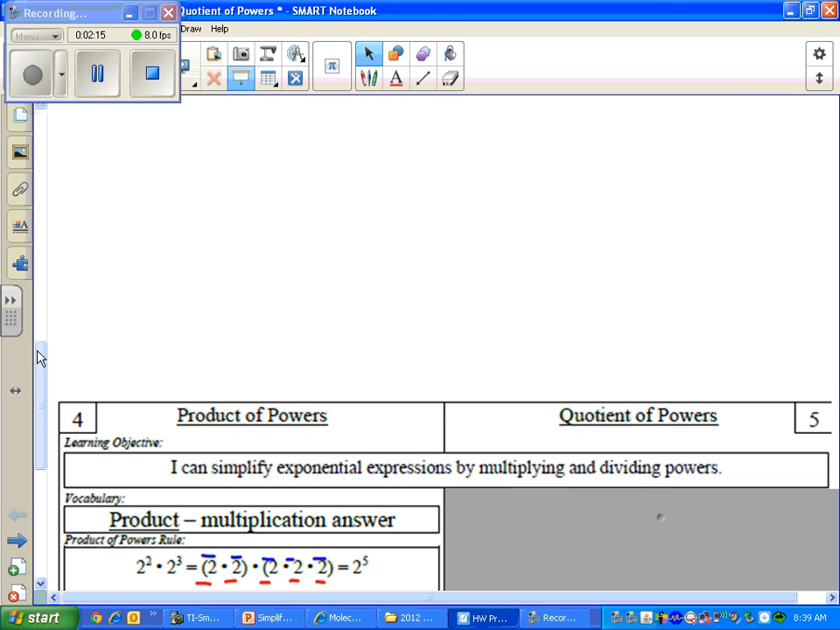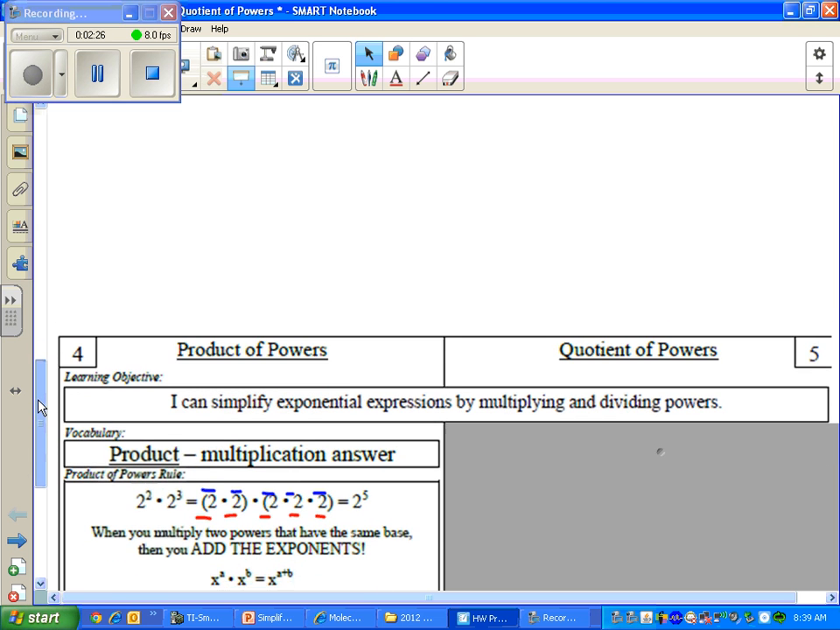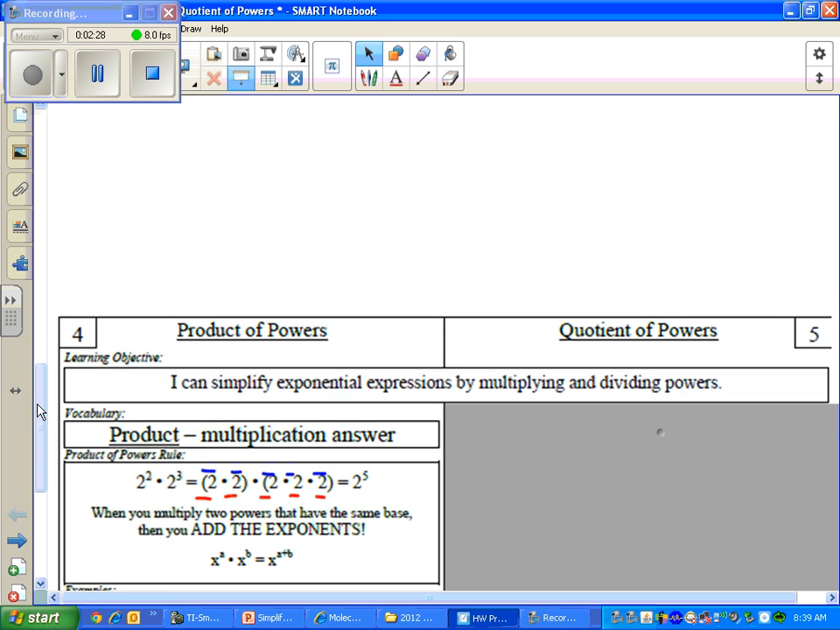Some of you are going to notice this right away. The trick or the rule here is just to add the exponents. 2 to the second times 2 to the third is 2 to the 2 plus 3, or 2 to the 5th. And that's the rule I want you to copy down. When you multiply 2 powers that have the same base, then you add the exponents. On the bottom, I have a generic little formula. Notice that x to the a times x to the b, they both share the same base, x. And then the a and the b just get added: x to the a plus b.